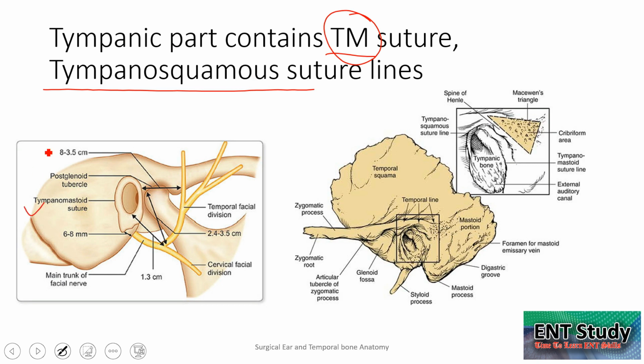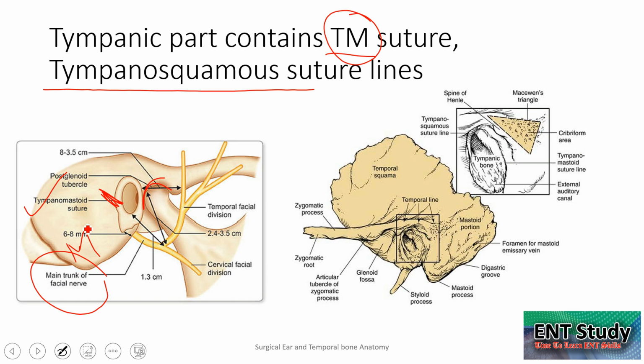So the first one is the tympanomastoid suture line, which is located, if this is the mastoid tip, this is the mandible, and this is the portion where the tympanomastoid suture line forms. This is important because it is one of those landmarks through which we could locate the facial nerve.